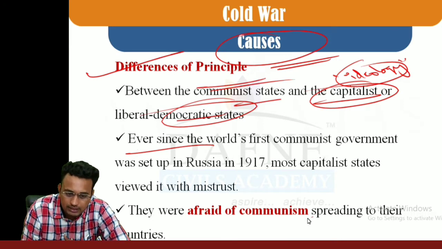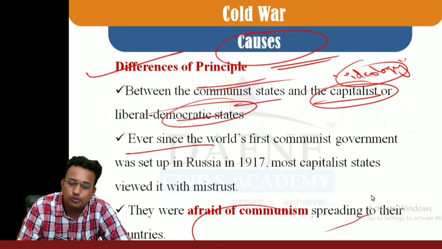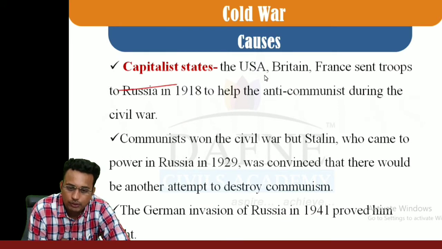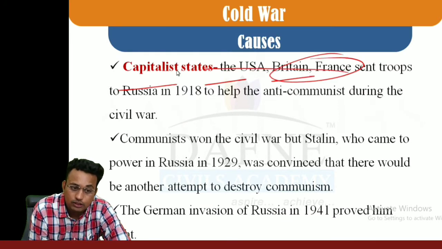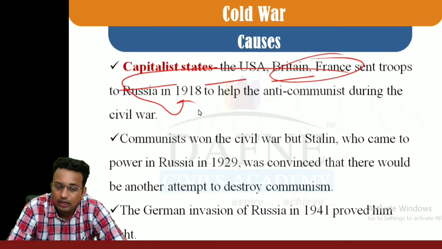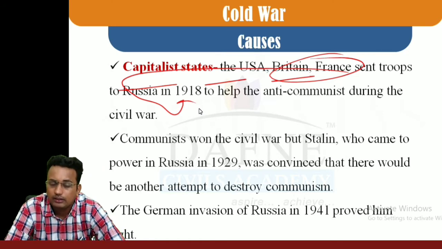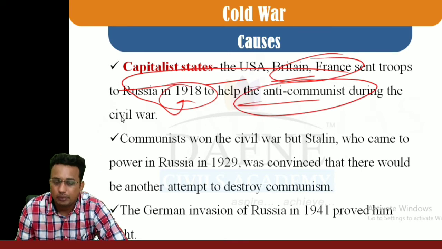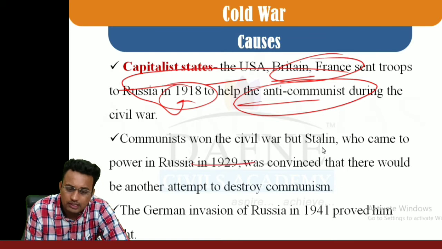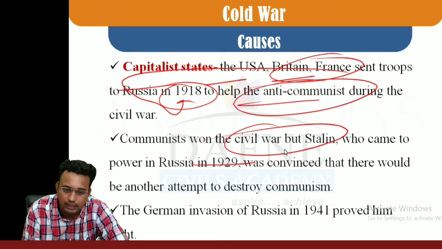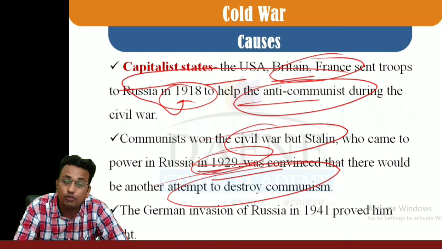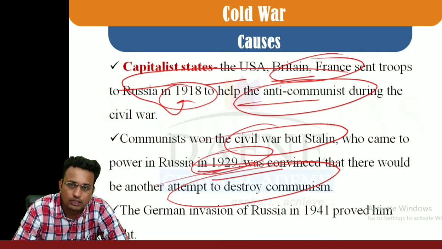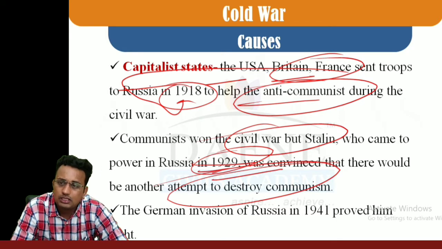The major suspicion or mistrust was that communism would spread to the rest of the world. So you have capitalistic states, the US, Britain, France, in fact sending troops. If you remember the Polar Bear Expedition, after World War I they sent troops to Russia in 1918 to help the anti-communists. Though communism won the civil war, Stalin, who came to power in 29, was convinced that there would definitely be one more attempt by the capitalistic countries or Western powers to destroy communism, and that was the major reason.